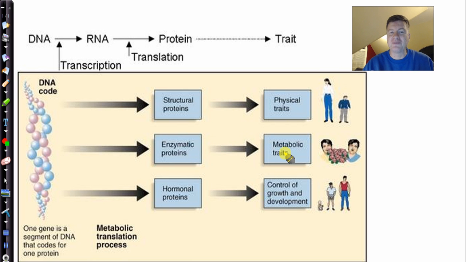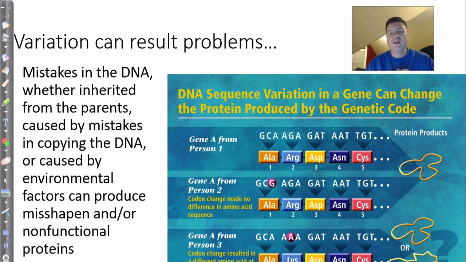Depends upon the enzymes that you can make. The enzymes you can make depend upon the DNA in your cells. Hormonal proteins like HGH are the result of DNA sequences that ultimately control our growth and development. So a gene is a segment of DNA that is going to be coding for, or is responsible for, ultimately the production of a particular protein, which will then result in a trait. Variation in this, though, can result in problems.